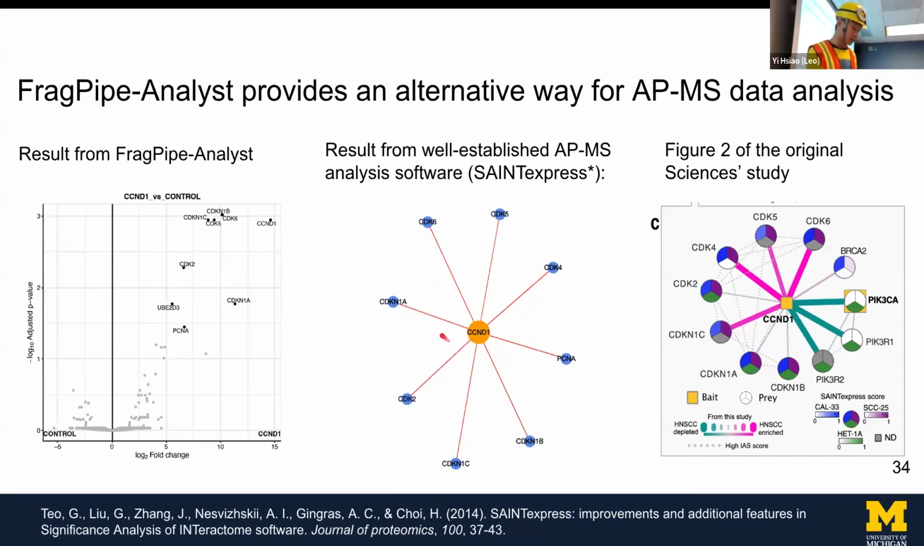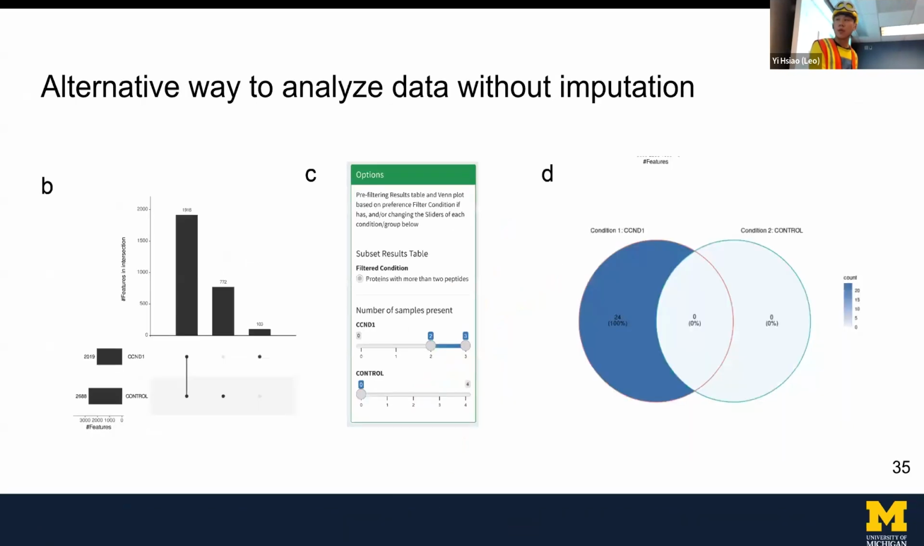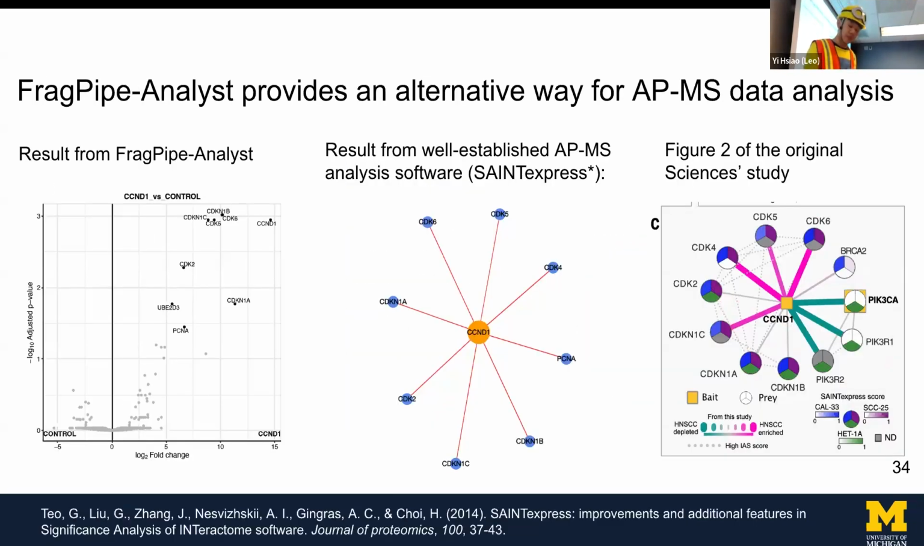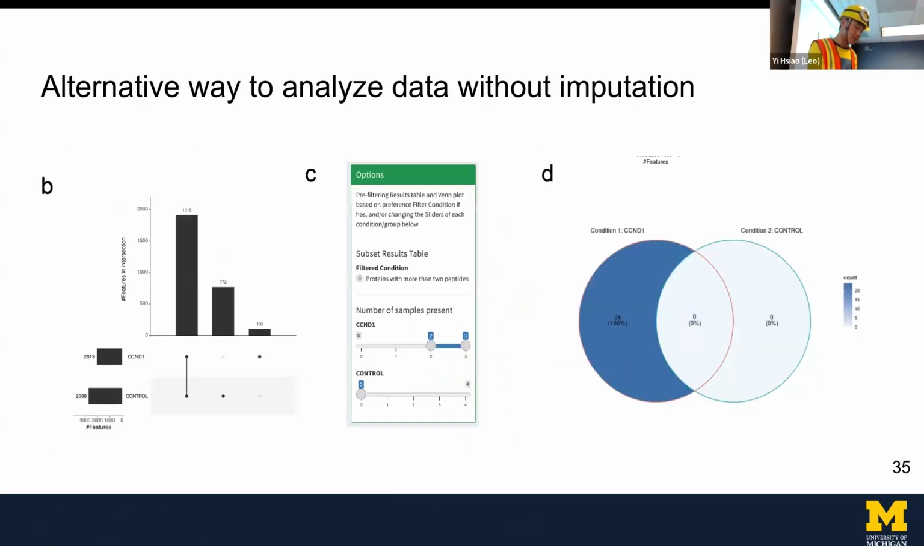You can see CK1B or 1C, those things, and CK2, they co-occur. And if you go back to the original Science publication, this example is also illustrated. So generally speaking, even with a simple procedure, we are able to reproduce some of the analysis in the AP-MS experiment.